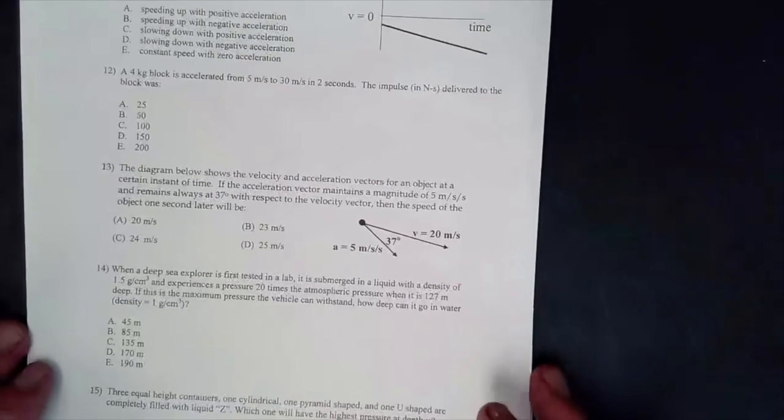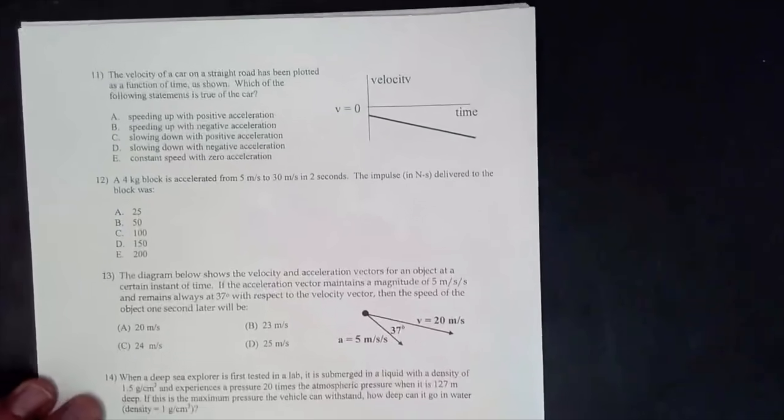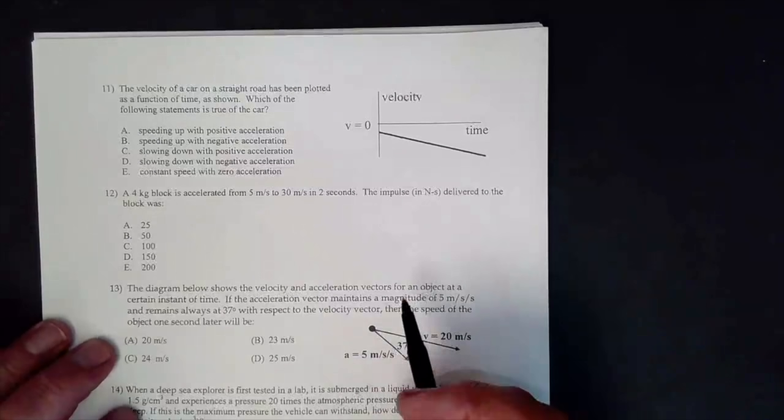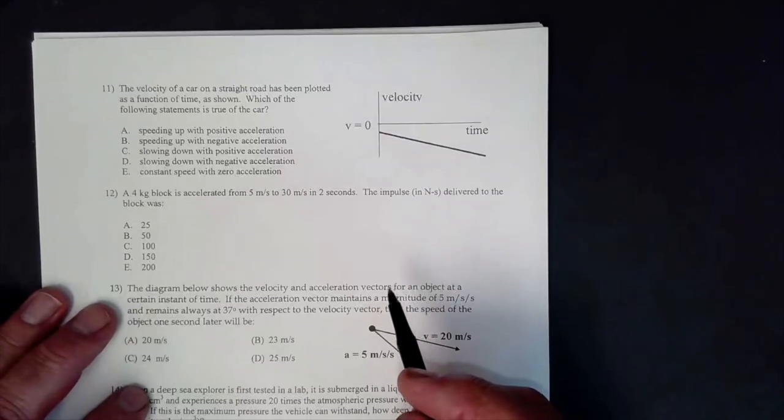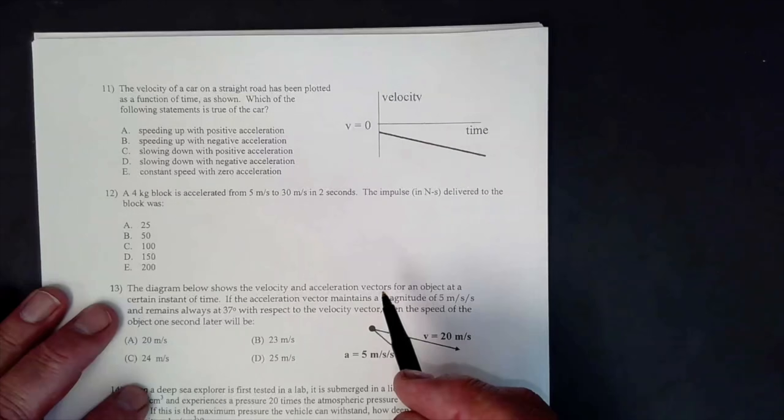The velocity of a car on a straight road has been plotted as a function of time. Which of the following statements is true of the car? Is it speeding up? Is it slowing down? Does it have positive acceleration, negative acceleration?